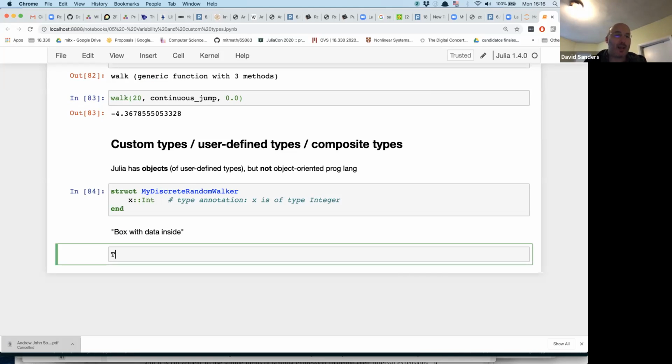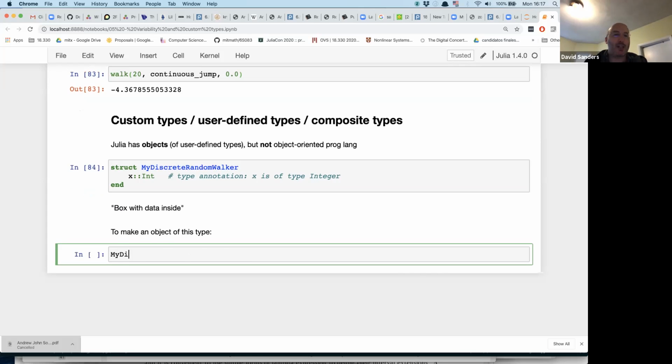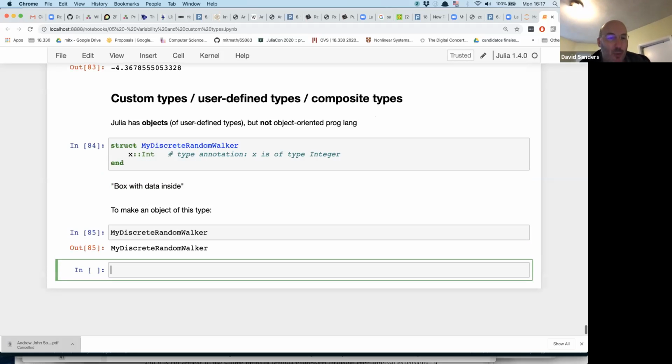To make an object of this type, we call a function with exactly the same name. Remember that you don't have to type out this long name. You can just press tab and it'll automatically complete it for you. So my discrete random walker, I can use it as if it were a function, and I can give it a value, right?